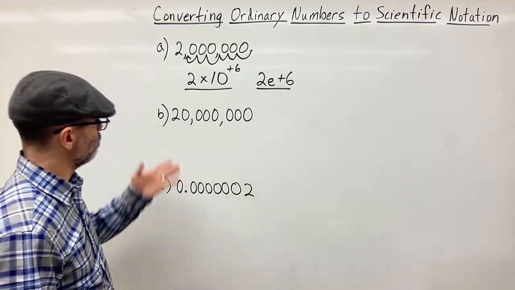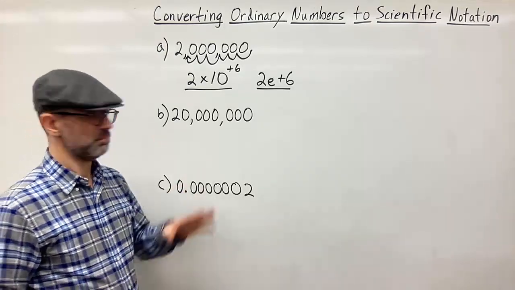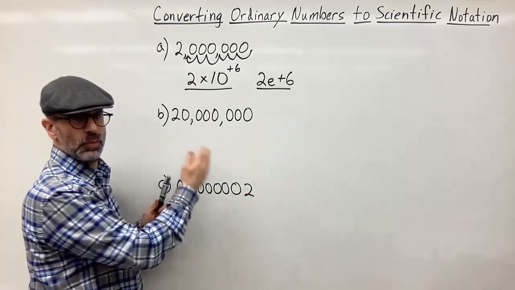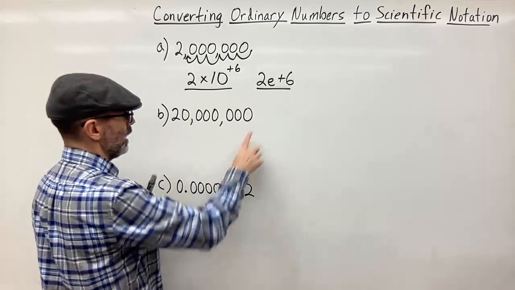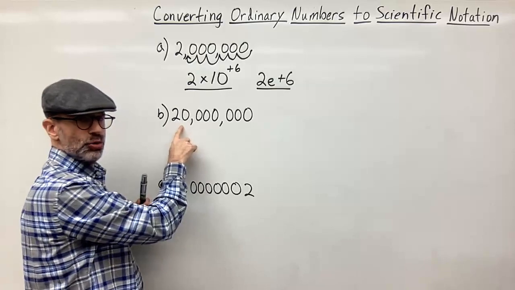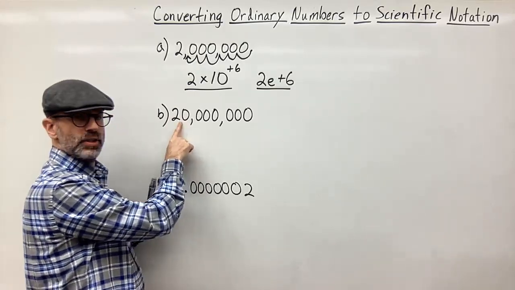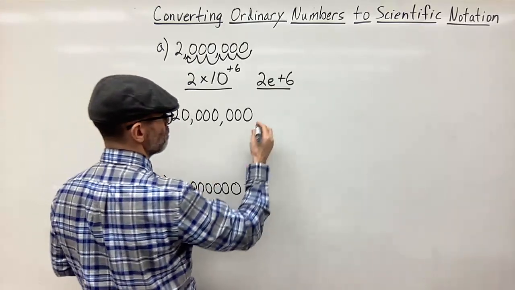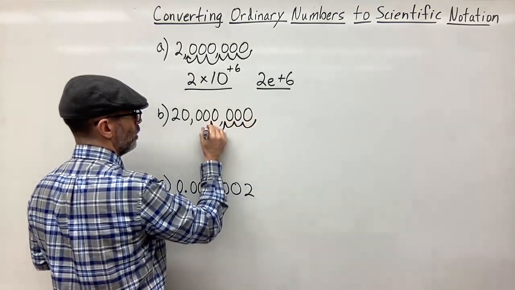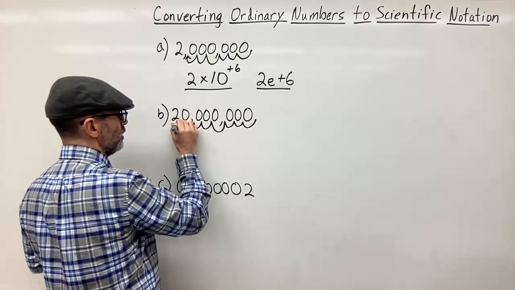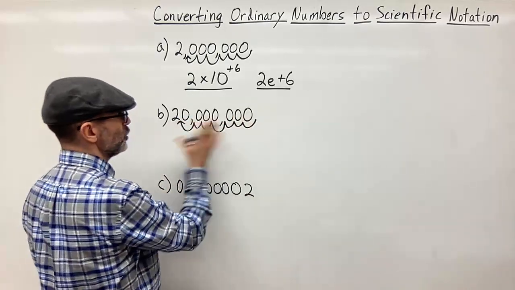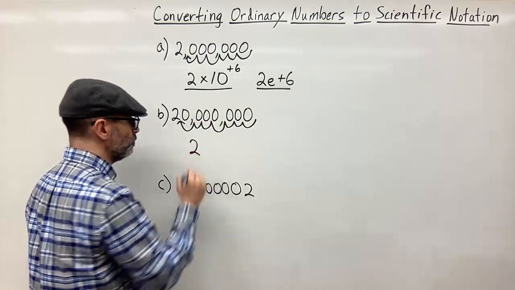Okay, let's try B. So again, first thing I'm going to do is move the decimal point. I don't see a decimal point, so it's got to be at the end. And I'm going to move the decimal point to the right of the first number. So the 2 here is the first number. So I'm going to move the decimal point to the right of that number. So it's going to be 1, 2, 3, 4, 5, 6, 7. So I moved it over 7 times. So now I turned 20 million into 2.